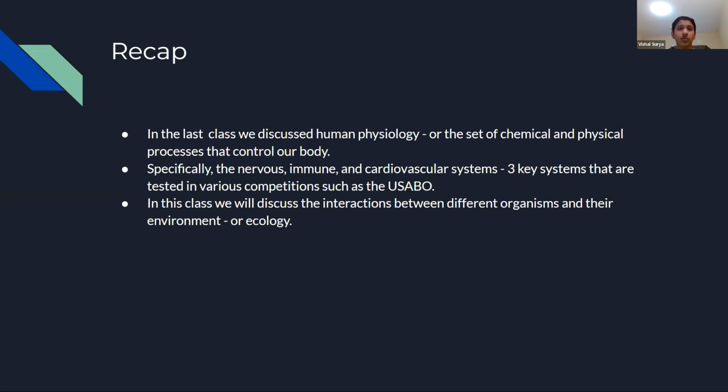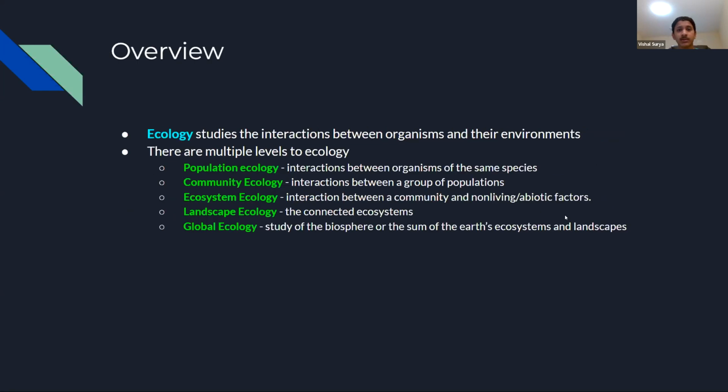So in this class today, we will discuss the interaction between different organisms and their environment, or ecology. Let's give a brief overview of ecology. Ecology, like we said earlier, details these interactions between organisms and their environment. But there's multiple layers to ecology because there are different levels of interactions that can occur. The first one we're going to discuss is population ecology, which details the interactions between organisms of the same species, for example, two humans interacting with each other. Then we have community ecology, which details the interactions between organisms of different species.